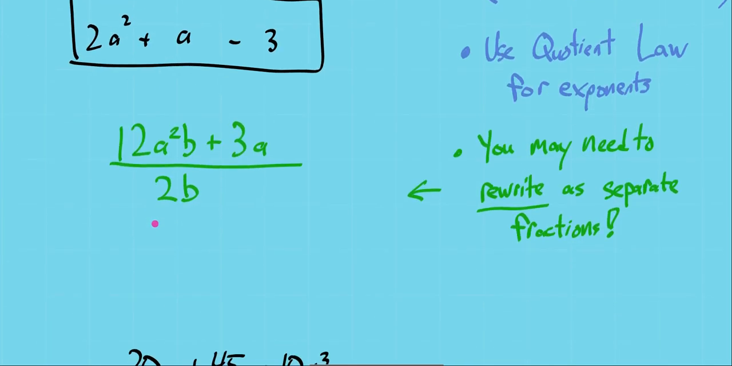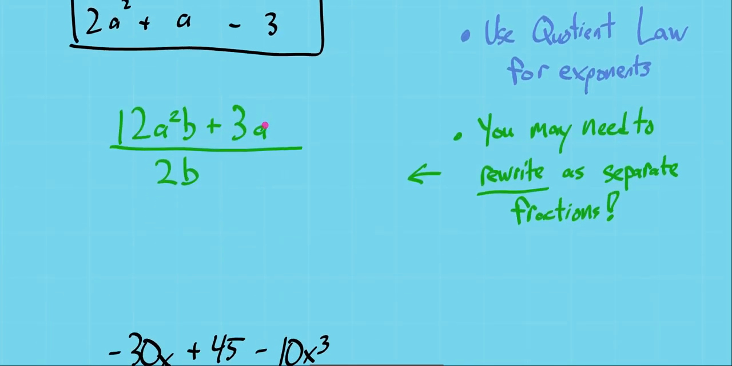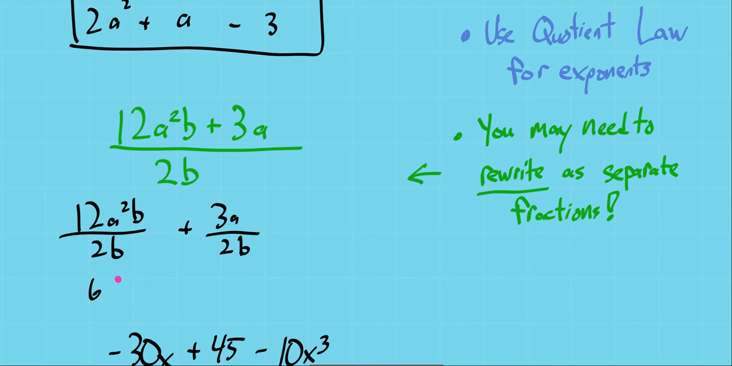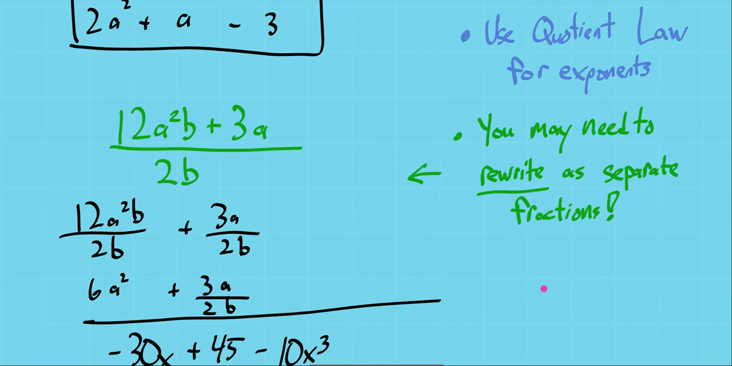Do again. 12a squared b plus 3a over 2b. I'm going to rewrite this as 12a squared b over 2b plus 3a over 2b. Now 12 over 2 is 6. A squared divided by no other a's is just a squared. B divided by b cancels out. Over here, 3 divided by 2 doesn't do anything pretty. A over b, again, nothing to cancel out. That's it. So this is as far as we can go.